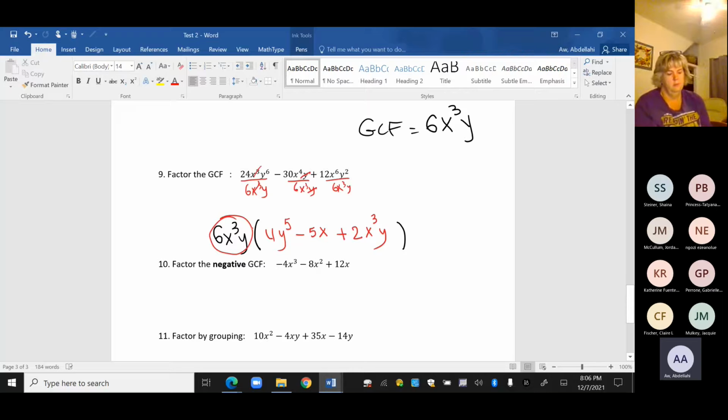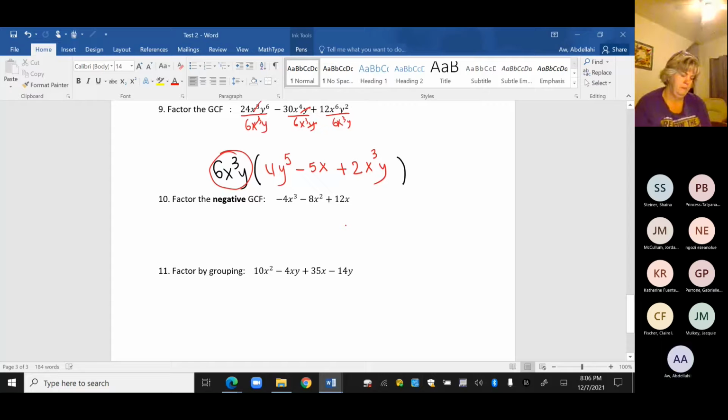If somebody forgets the GCF up front from the answer, your answer is wrong. So don't forget the GCF. Now, the next one says factor the negative GCF. The regular GCF is 4x.